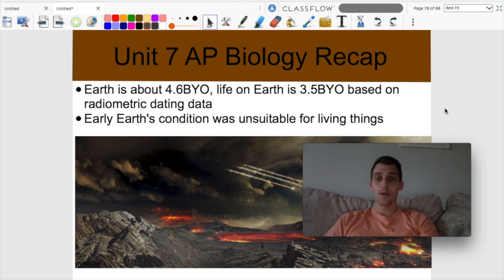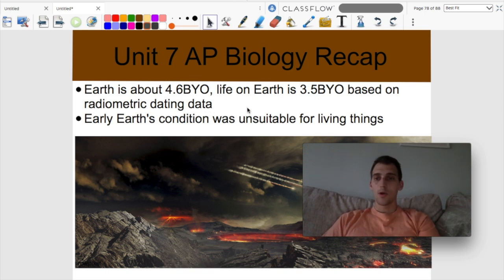All right, so one of the things that we do know is that Earth is about 4.6 billion years old, and that is an unfathomably large number. It's really tough to conceptualize, tough to wrap our minds around how long a time that really is. And life on Earth has been around for, our best estimate, 3.5 billion years. The oldest fossils that we have found are about that old, according to our radiometric dating data.